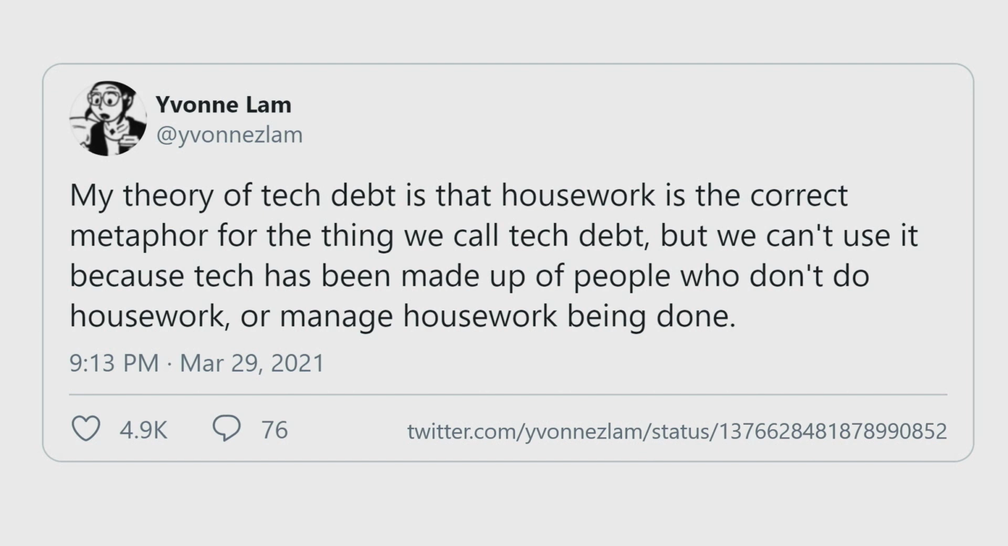So where does housework fit into this? This is Yvonne Lamb's observation. My theory of tech debt is that housework is the correct metaphor for the thing we call tech debt. We can't use it because tech has been made up of people who don't do housework or manage housework being done.